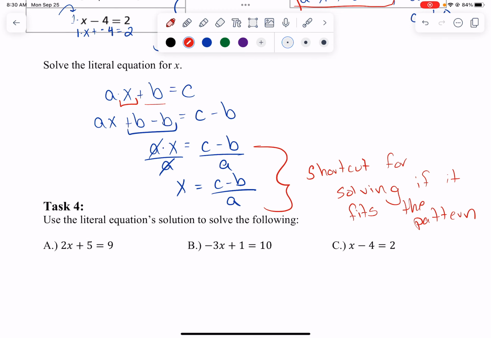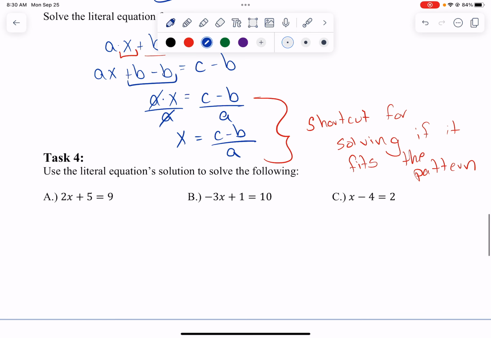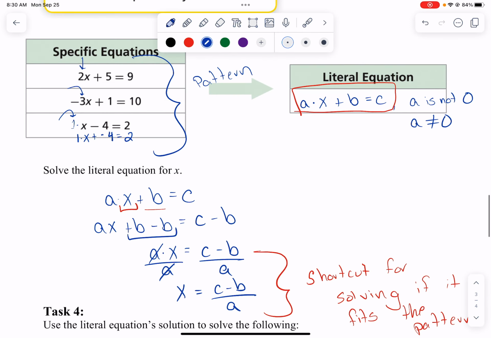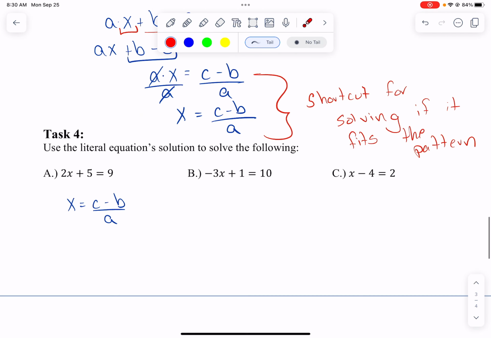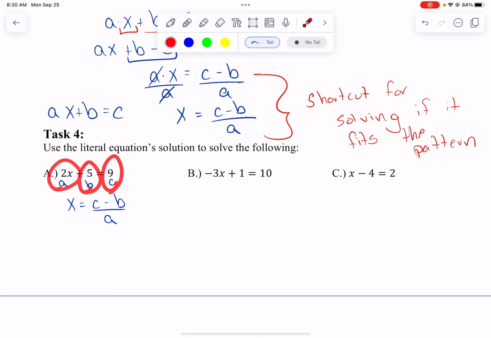So let's go ahead and use that shortcut to solve here. So first I'm going to write my shortcut down. X equals C minus B divided by A. Now I need to know which part is which. My A from up here is the thing multiplied by X. So I'm just going to list it underneath. My A here is the 2. My B is the 5, and my C. Because my equation, again, is AX plus B equals C. So there's my AX, 2X plus B equals C.